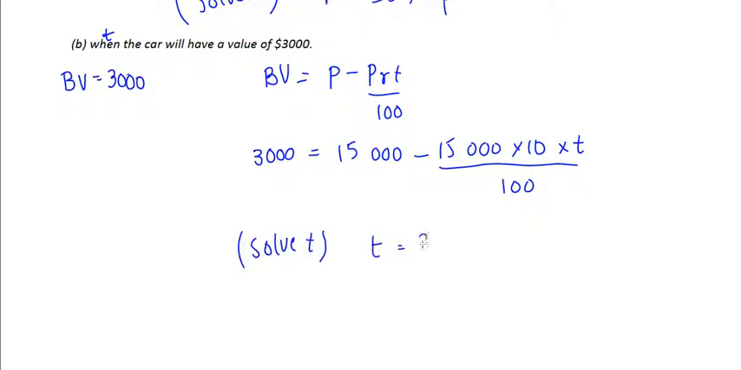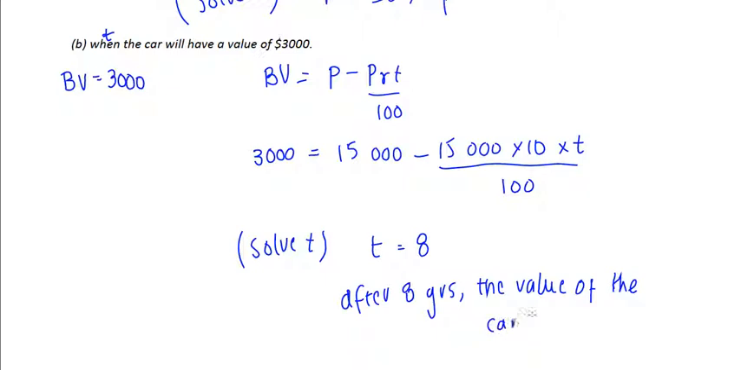What we have is T is 8. So after 8 years, the value of the car is $3,000. You can see cars do depreciate by a lot.